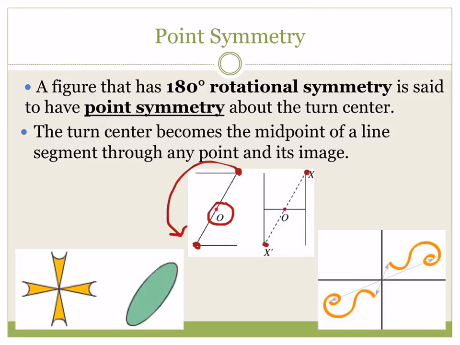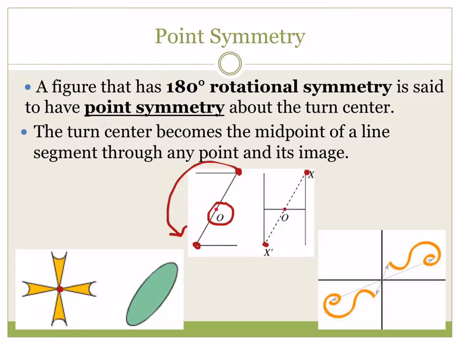So take a look. We've got a couple other pictures on this page. The one on the left, this sort of orangey yellow looking one, does it have point symmetry? Yes. What would be its turn center? The middle, right? This place where all of these sort of triangular-ish shapes, they're not triangles, but they're sort of like them, right? Where they meet.